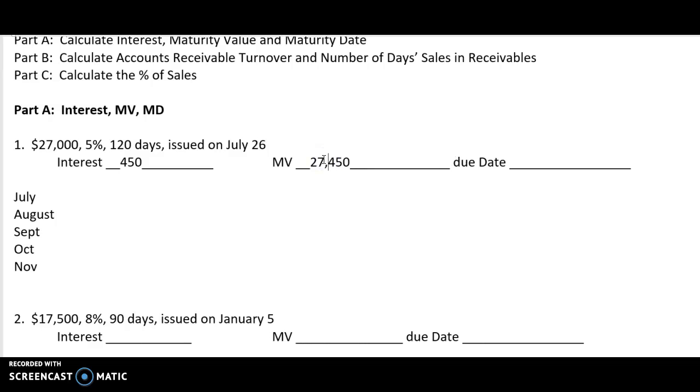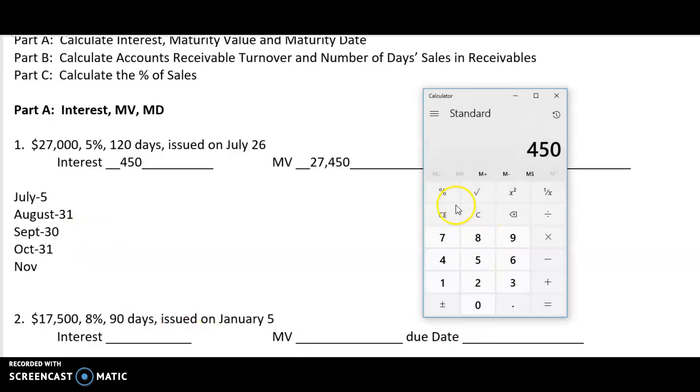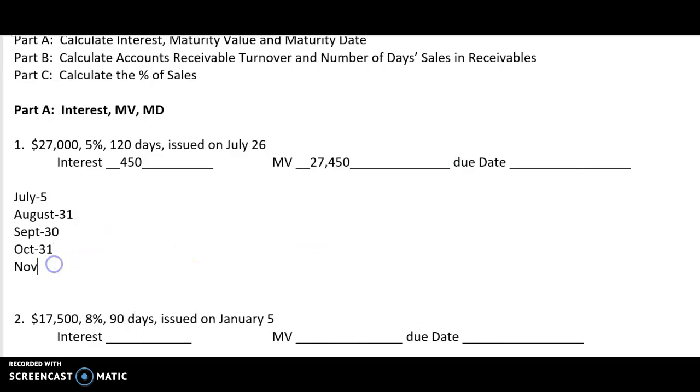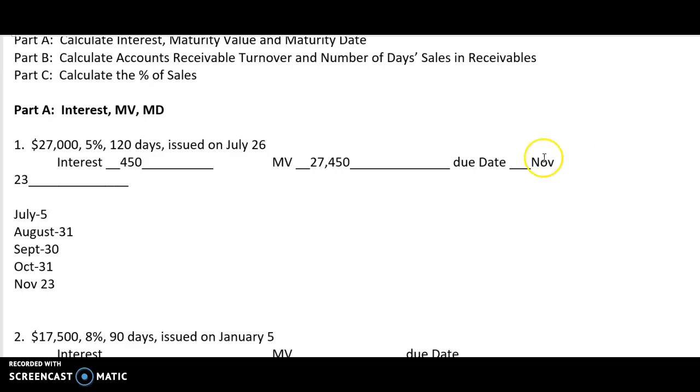And to find the due date, you work from where you're at. So we have 120 days. It's July 26, so 27, 28, 29, 30, 31. We would have 5 days left in July. We have 31 days in August, 30 days in September, and 31 in October. When you put that together, we have 5 plus 31 plus 30 plus 31, it's 97, so we're close to 120. Subtract 97 from 120, and there's 23 days left that we'd have to add, so November 23rd.